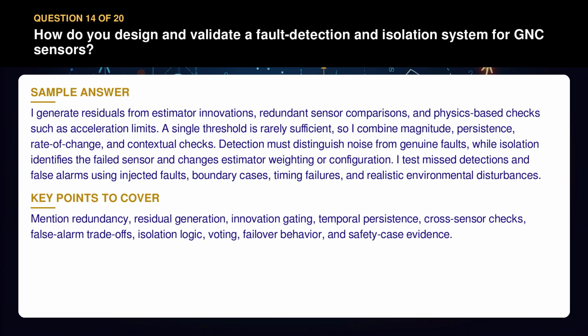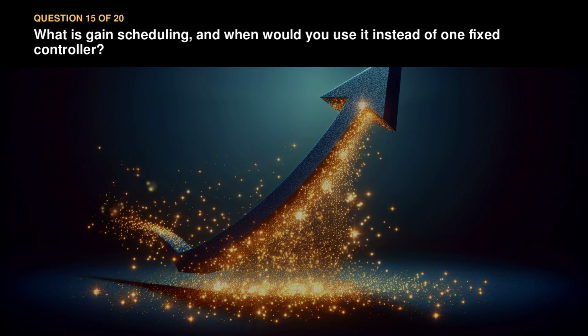Mention redundancy, residual generation, innovation gating, temporal persistence, cross-sensor checks, false alarm trade-offs, isolation logic, voting, failover behavior, and safety case evidence. Question 15. What is gain scheduling, and when would you use it instead of one fixed controller?